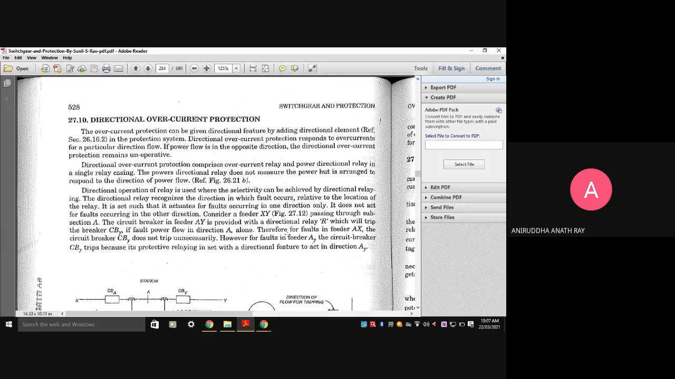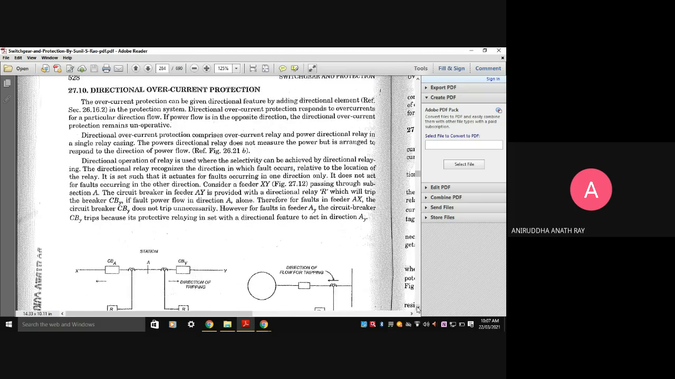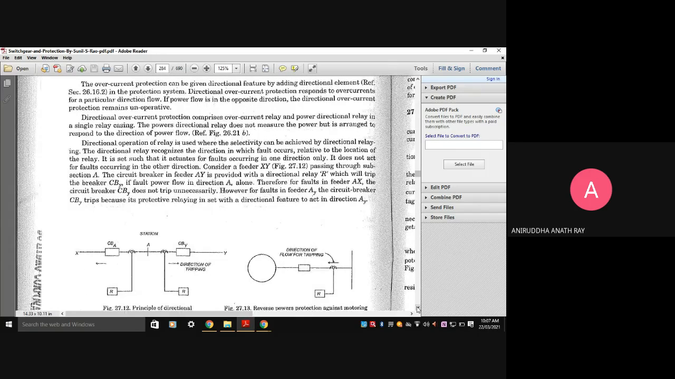The directional operation of the relay is used where selectivity can be achieved by directional relaying. The main feature is that the directional overcurrent relay recognizes the direction in which the fault occurs relative to the location of the relay. It is set such that it actuates for faults occurring in one direction only. It does not react for faults occurring in the other direction.